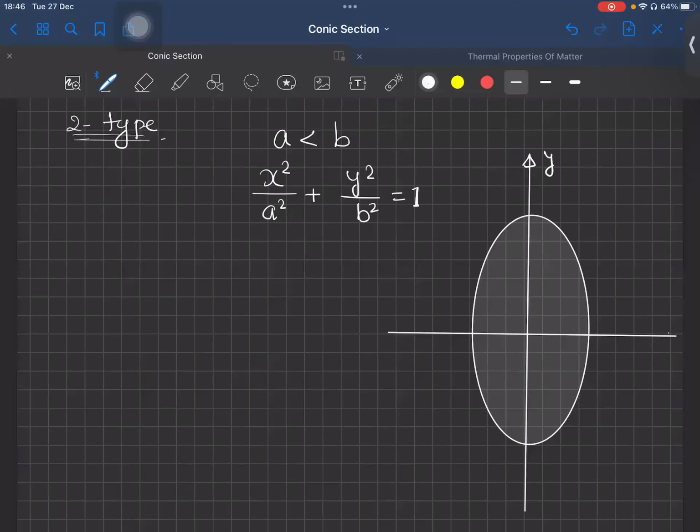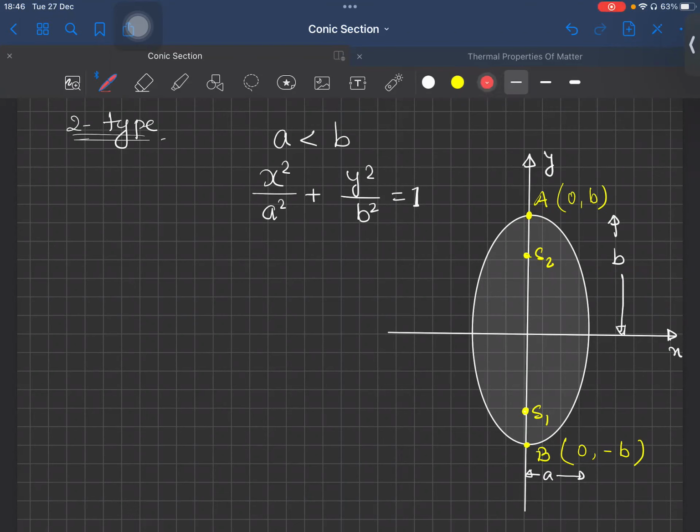So this is y, x. Now, of course, this is b, and this is a. One focus will be here, S1, S2. Now these are the vertices of the ellipse. Let's say A and B are the vertices. What is the coordinate of A? B is (0, minus b). All right, so this is the vertex of the ellipse.